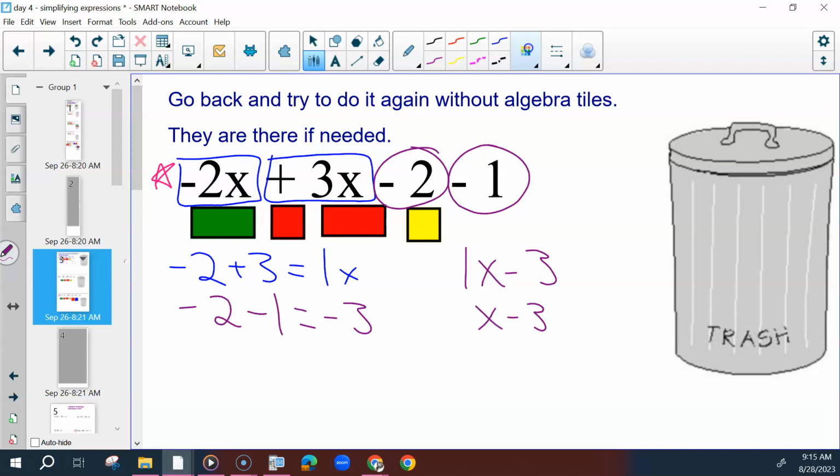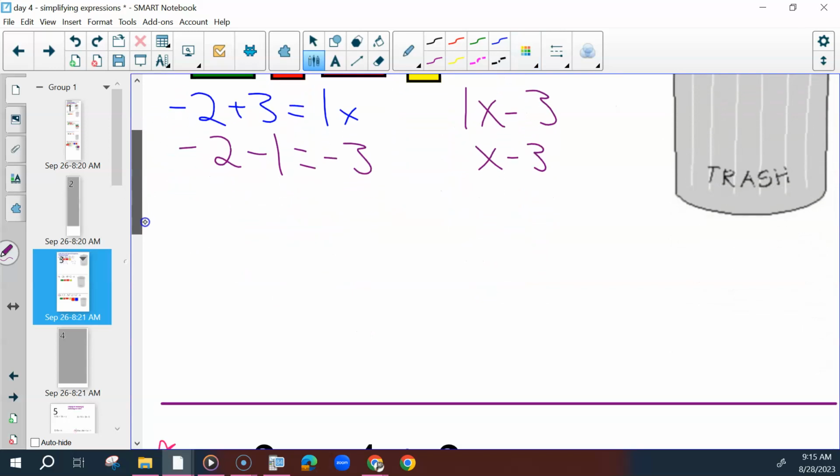So you can write it as 1x. Eventually, you want to get away from writing the 1. Just know it's invisible and that it's there. Either of these answers are acceptable right now, though. Do we have any questions on how we found the like terms, combine them, and then simplify to get the right final answer? Let's try another one.